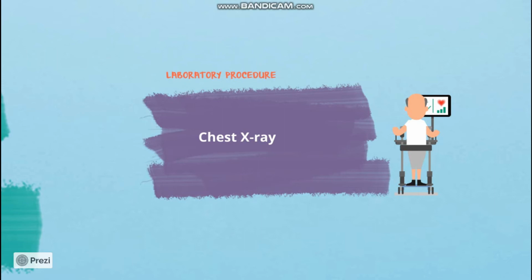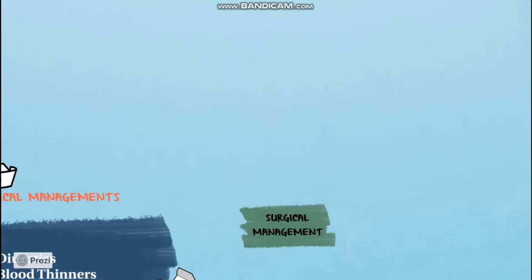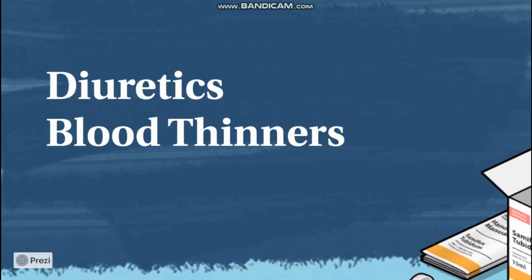For laboratory procedure, chest X-ray is used to show a picture of your heart, lungs, and blood vessels and can help the doctor to make a diagnosis. It can also help to show if there is an enlargement of the heart. Medications to be administered to patients with mitral valve regurgitation are diuretics. These medications can relieve fluid accumulation in your lungs or legs. Another is blood thinners. These medications can help prevent blood clots and may be used if you have atrial fibrillation.